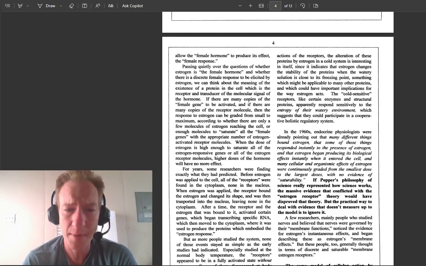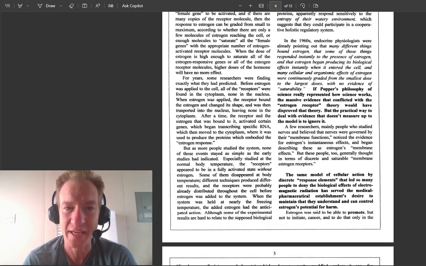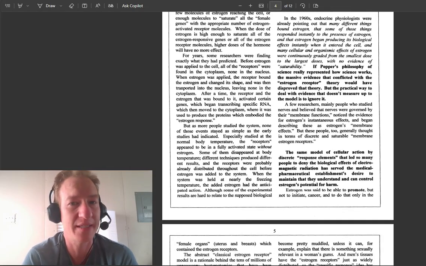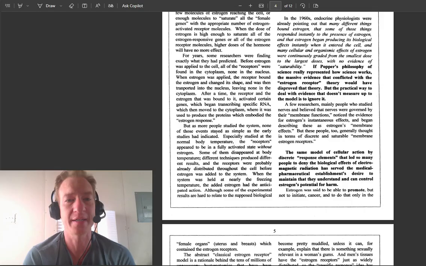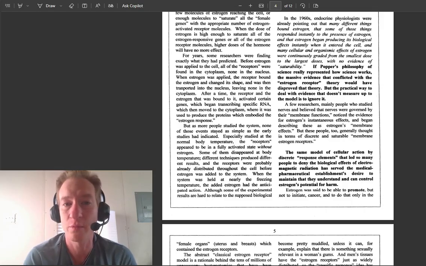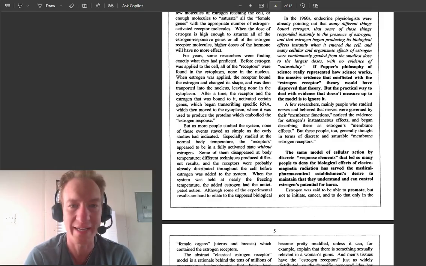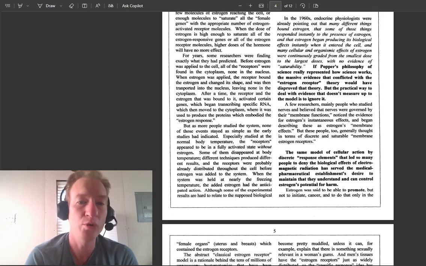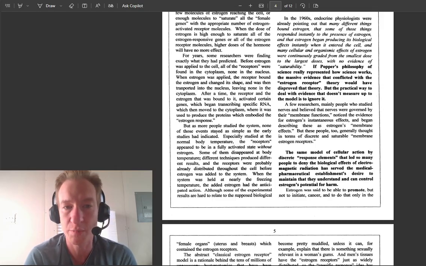For years, some researchers were finding exactly what they had predicted. Before estrogen was applied to the cell, all of the "receptors" were found in the cytoplasm, none in the nucleus. When estrogen was applied, the receptor bound the estrogen and changed its shape and was then transported into the nucleus, leaving none in the cytoplasm. After a time, the receptor and the estrogen that was bound to it activated certain genes which began transcribing specific RNA, which then moved to the cytoplasm, where it was used to produce the proteins which embodied the "estrogen response."